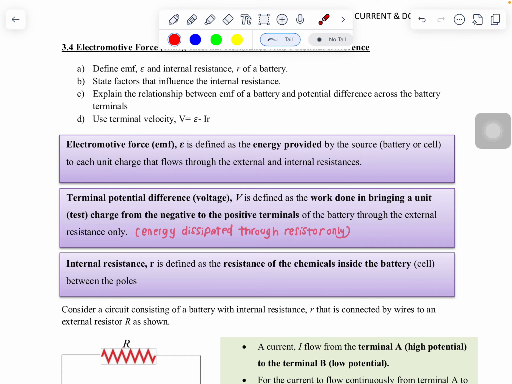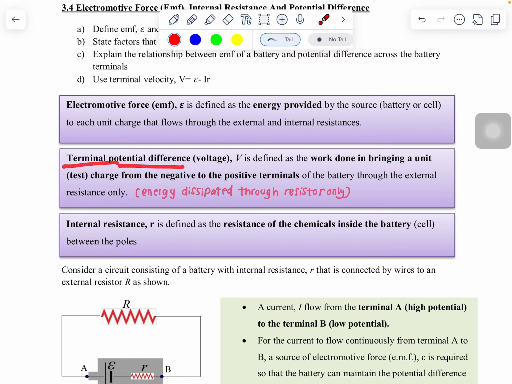Okay, so EMF is defined as the energy provided by the source. The source can be a battery or cell. The energy is provided to the charge that flows through the external and internal resistance. While terminal potential difference is the work done in bringing a unit charge from the negative to the positive terminal of the battery through the external resistance only. And last one, internal resistance is defined as the resistance of the chemicals inside the battery.